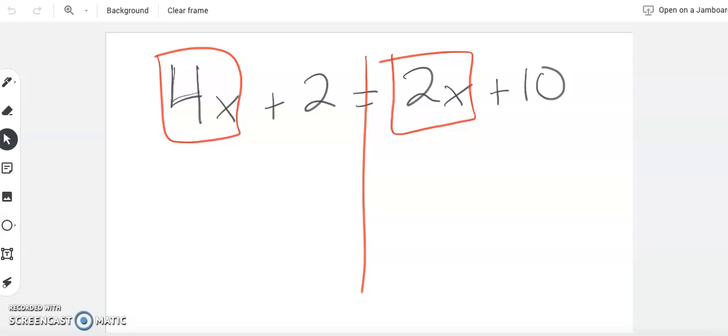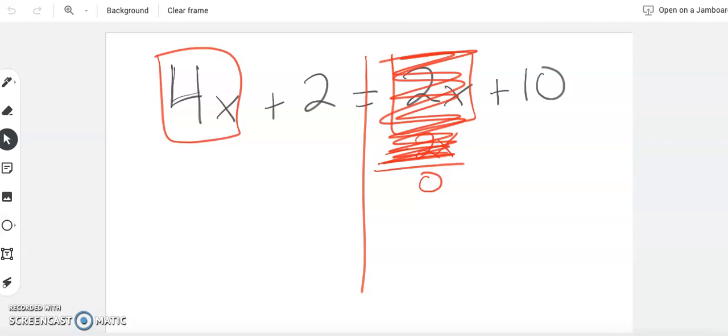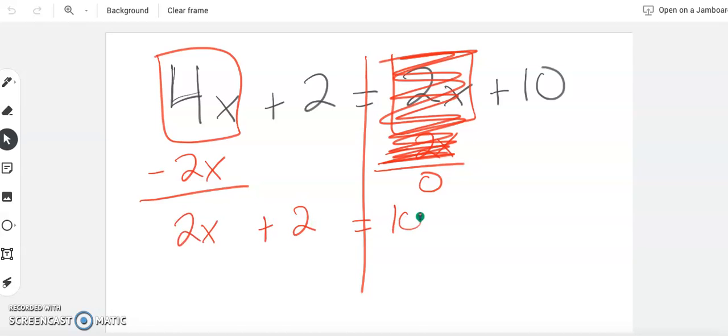So in order to do that, I'm going to get rid of it on the right side by doing the opposite operation. So if I have a positive 2x, that means I need to take away 2x, or subtract 2x. And 2x minus 2x is going to be 0. So it cancels over here on the right-hand side. Now, remember, if I do something to the right side, I have to do the same thing to the left side. So I'm going to come over here and subtract 2x. So that leaves me with 2x plus 2 equals 10. And now we are back to a 7th grade level two-step equation.